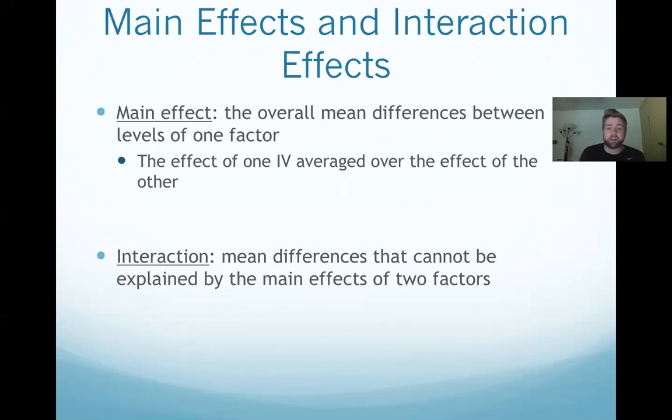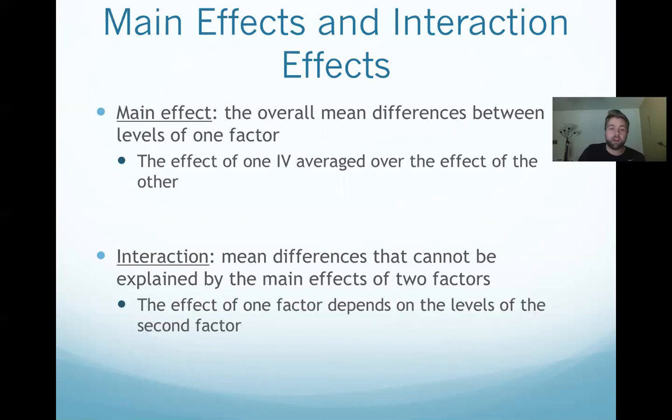So the interaction is mean differences that cannot be explained by main effects of two factors, right? So essentially, this is the effect of one factor depends on the levels of a second factor. And we'll see that later in practice, but essentially, this is the idea that, let's say males and females have different test scores for low motivated students, but not for high motivated students. So that interaction is only true for one group.